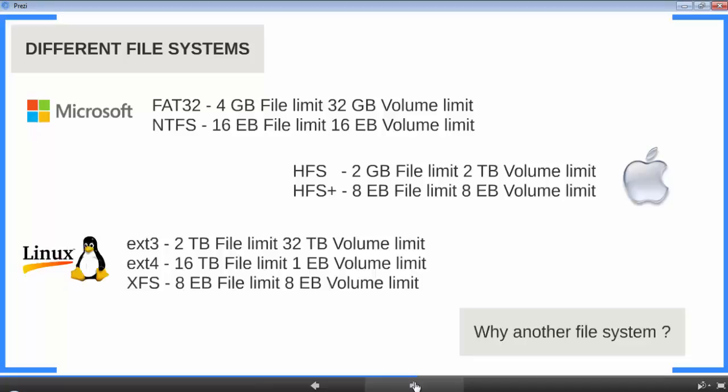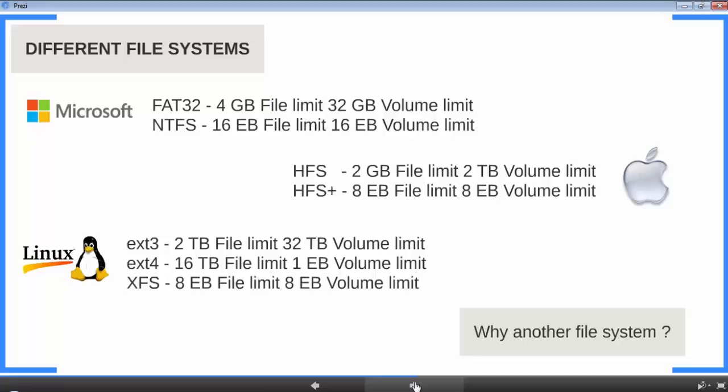Next generation file system from Windows after FAT32 is NTFS, New Technology File System. And it supports 16 exabyte file and volume limit. 16 exabyte. That is a very huge number, right? Which is 1024 petabyte. So NTFS can clearly support huge volume of data. Starting Windows Server 2012, Windows introduced ReFS, Resilient File System.